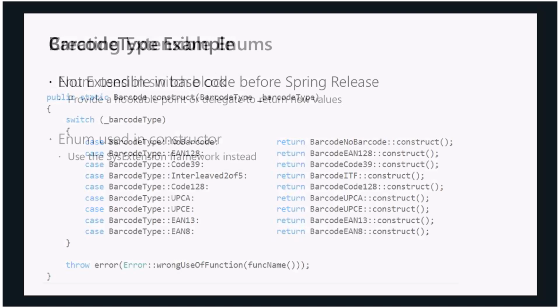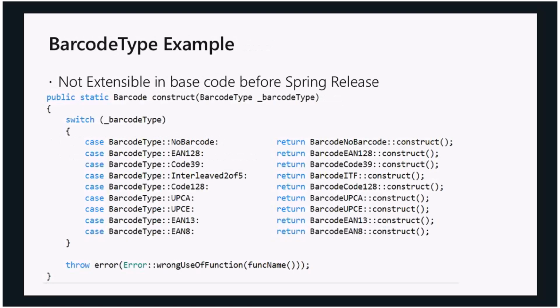So here's a specific example from the product team. Prior to the previous spring release, the BarcodeType Enum was not extensible. When the product team wanted to switch this flag, they found this construct method utilizing a fixed set of enums with an error message thrown if the correct enum was not found. Now clearly, this enum cannot be marked as extensible.